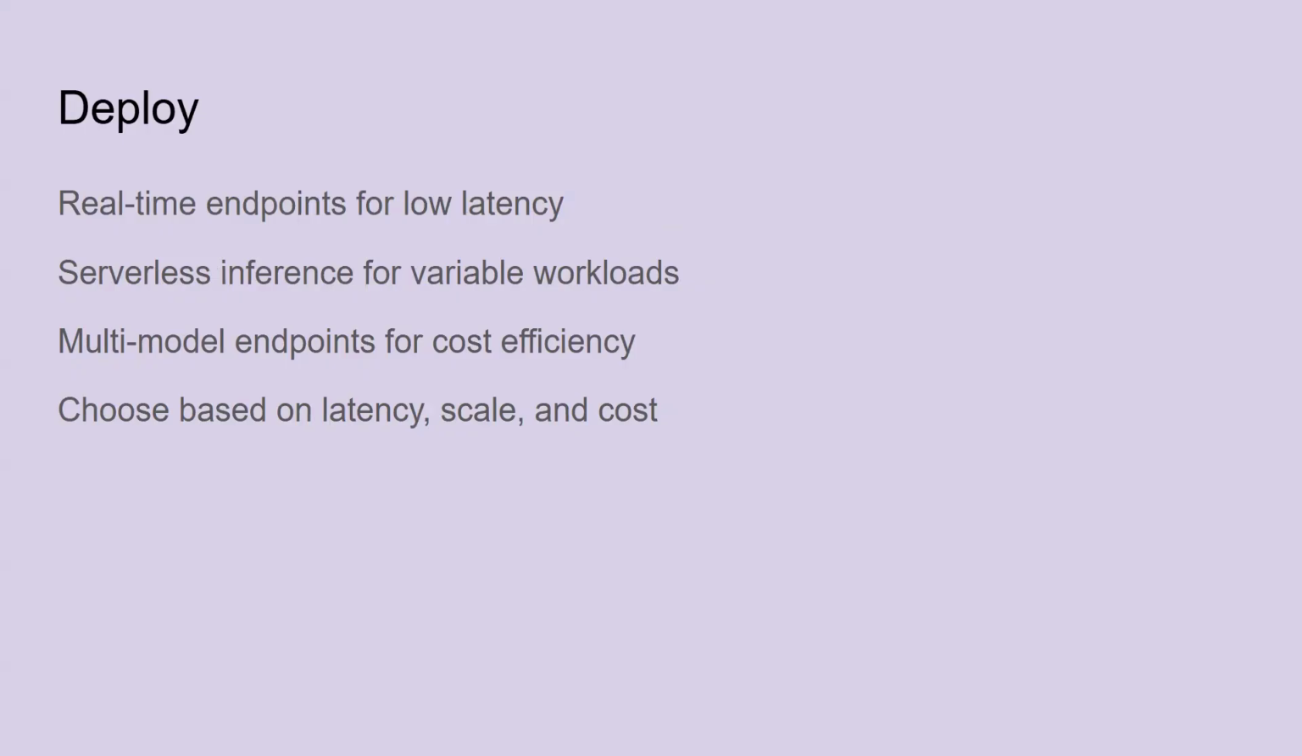Now, when we go to deploy, once you're all done fine tuning it, now it's time to deploy and see how it goes. So you can have real-time endpoints for low latency, serverless inference for variable workloads, multi-model endpoints for cost efficiency, and you choose based upon your latency, scale, and cost, as we almost always do. It doesn't matter if it's machine learning, doesn't matter if it's RAG, it doesn't matter if it's just setting up a plain EC2 or any type of S3 bucket. You want to make sure you're making your choice based on latency, scale, and what cost you can make it work for.